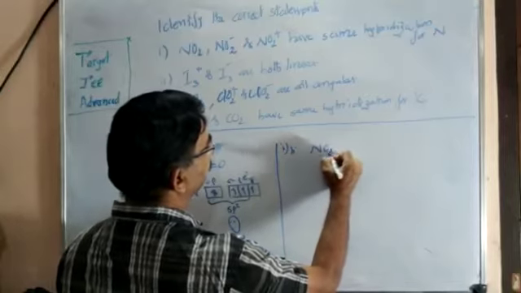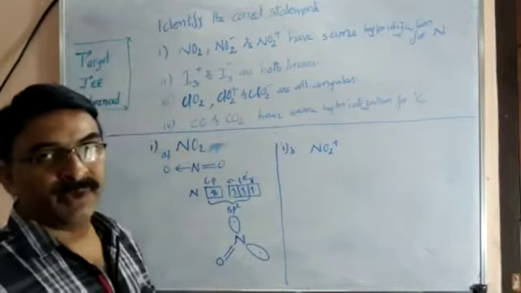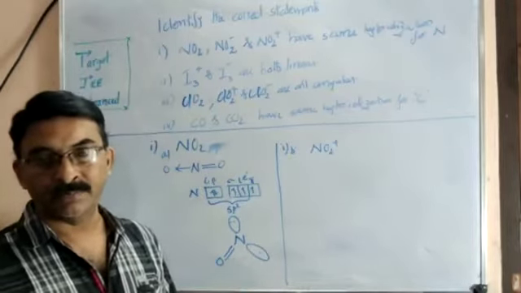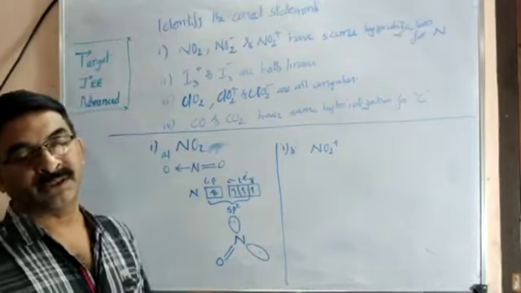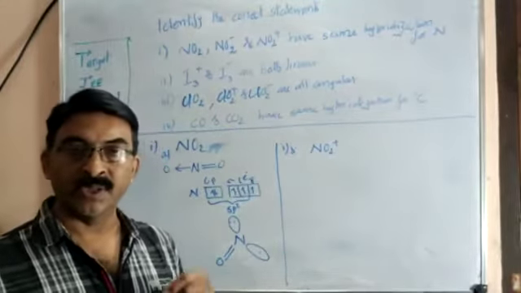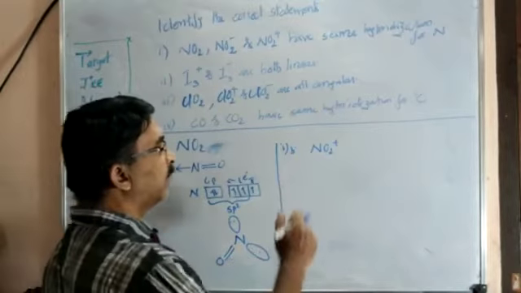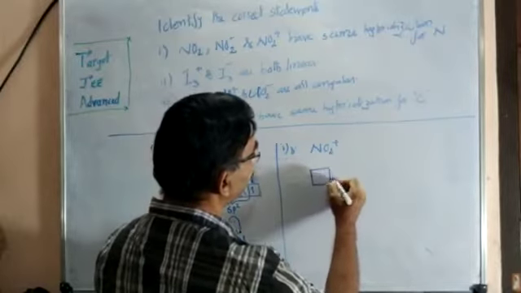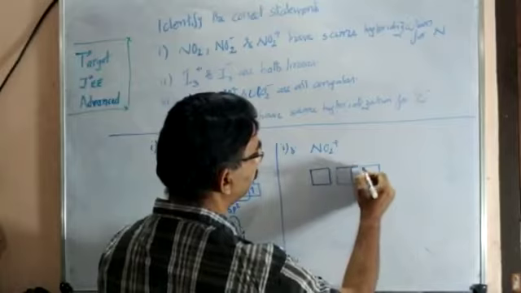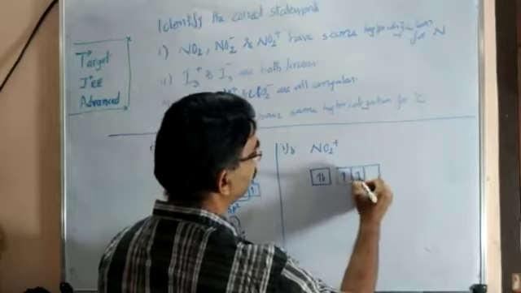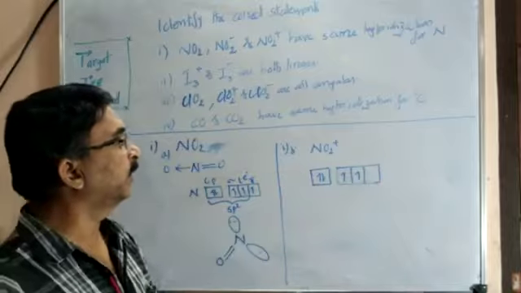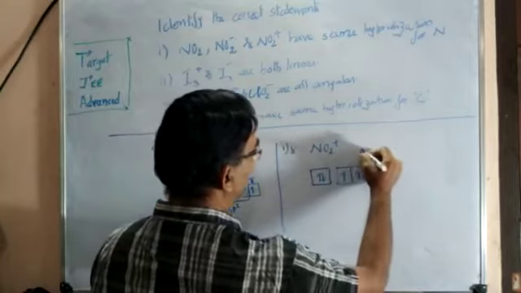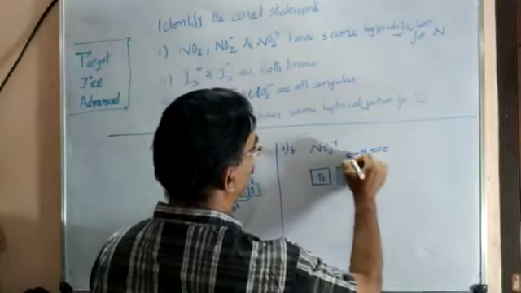Now NO2 plus. See, whenever a plus charge comes in a species, in most cases that plus charge is on the central atom. And whenever a negative charge comes on such a species, in most cases that negative charge is on the attached atom. So here we have the plus charge on the nitrogen atom, like this only. One electron has been taken away. Now we have the rough diagram, approximate diagram. N double bond O, same.